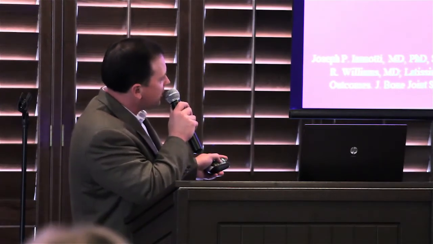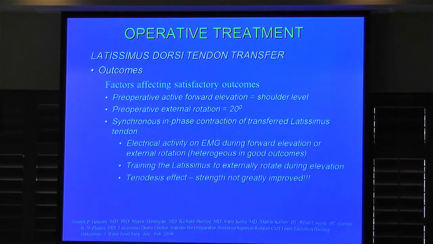So Dr. Iannotti, who I did my fellowship with, published their results with Dr. Williams out of Philadelphia, and they came up with the factors that allowed satisfactory outcomes. If the patients had preoperative active forward elevation to shoulder level, active external rotation to 20 degrees, along with synchronous in-phase contraction of the transferred tendon, meaning that the muscle was firing with active elevation or external rotation, they tend to have better outcomes. They try to train the latissimus to externally rotate during elevation, and that's the challenge in physical therapy, and we use that also, some biofeedback, electronic stimulation devices.